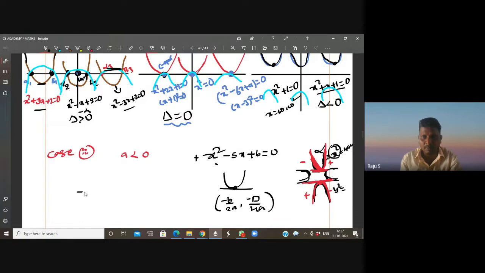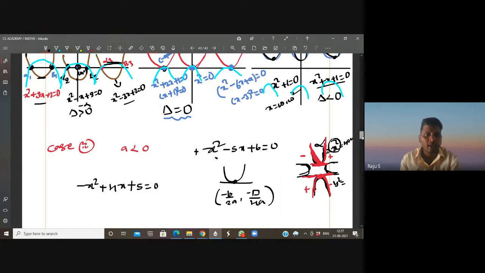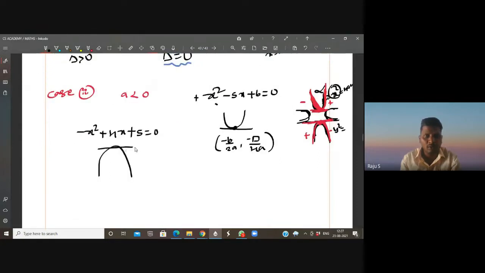Maybe I'm going to take minus x square plus 4x minus 5 is equal to 0. What do you observe here? The x square coefficient is negative, nothing but the graph will be open downwards. So in this case, we'll get the maximum value. What is the maximum value? Same formula, minus b by 2a and minus d by 4a.